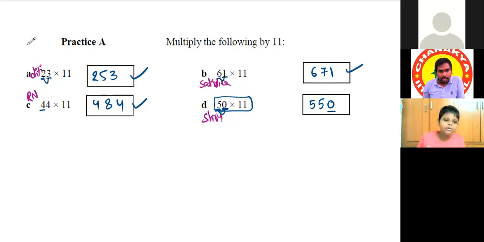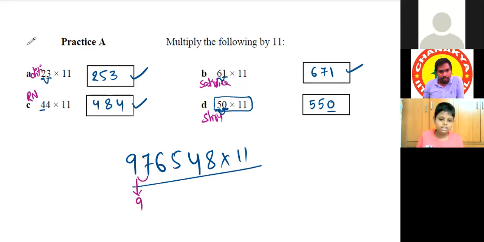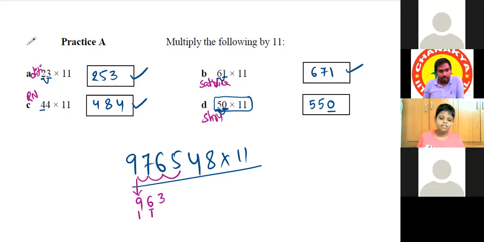Okay, see that. If it is 976548 into 11, just let me explain first, all of you. Take 9 as it is. Next, 9 plus 7 is? Sir, 16. It's 1 here, 6 here. Take 1 as carry, and we need 6 only. Next, 7 plus 6 is? Sir, 13. 13 means 1 here, 3 here. Then 6 plus 5, 11. See, 9 as it is first.